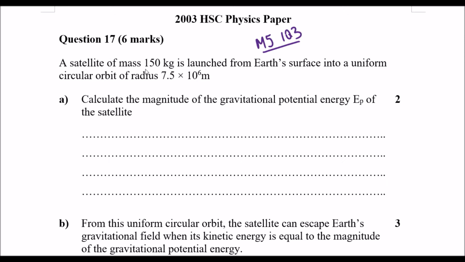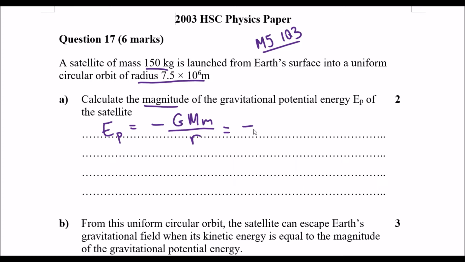We have a satellite that is of this particular mass here, and we launch it in a uniform circular orbit of this particular radius. So the very first question says calculate the magnitude of the gravitational potential energy, and so that's all we need to do. So the formula for gravitational potential is negative GMm over r.